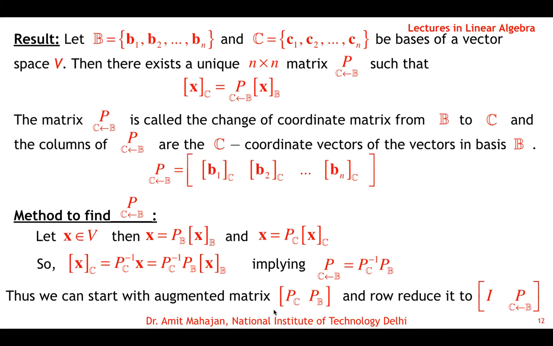So we start with the augmented matrix P_C, P_B. P_C means the matrix of basis C, with vectors C1, C2, Cn, and P_B means the matrix of basis B. If we write them as an augmented matrix inside a single matrix and row reduce the P_C matrix to identity, then automatically the right-hand side P_B will convert into P_C inverse P_B, which is P B to C. So it is easy to calculate P B to C by writing the augmented matrix and reducing the first half into identity.